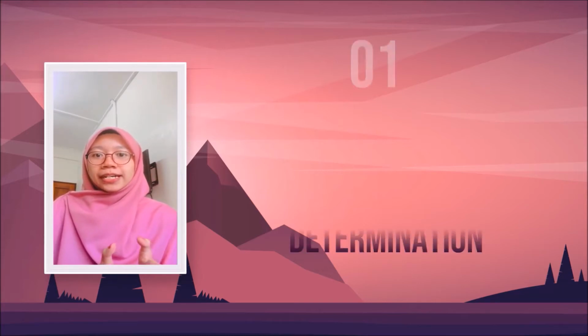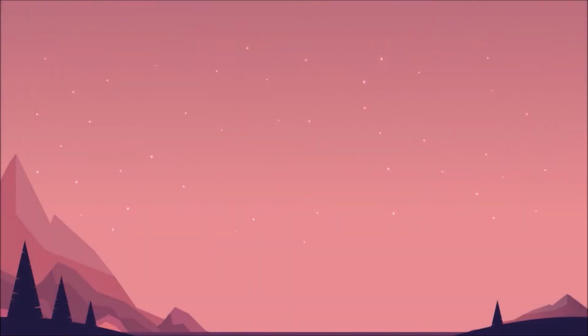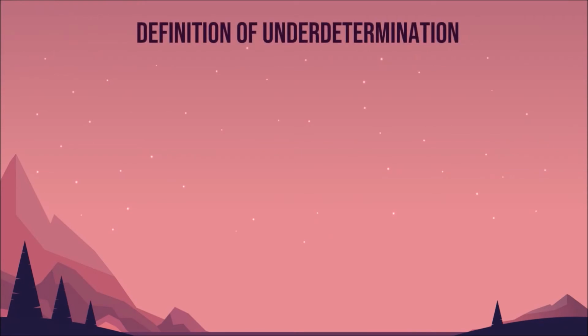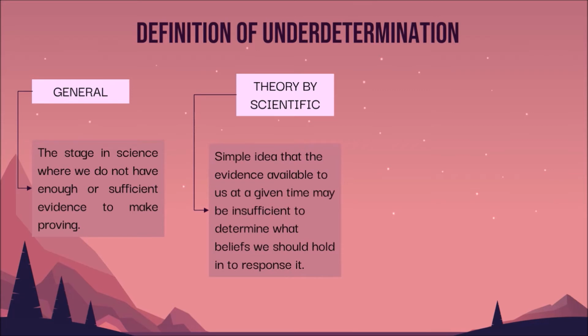So in this part of the chapter, I will explain more about underdetermination and also its example. The definition of underdetermination is divided into three forms. The first is general, meaning the stage in science where we do not have enough or sufficient evidence to make proving. The second one is theory by scientific, the simple idea that the evidence available to us at a given time may be insufficient to determine what beliefs we should hold in response to it.